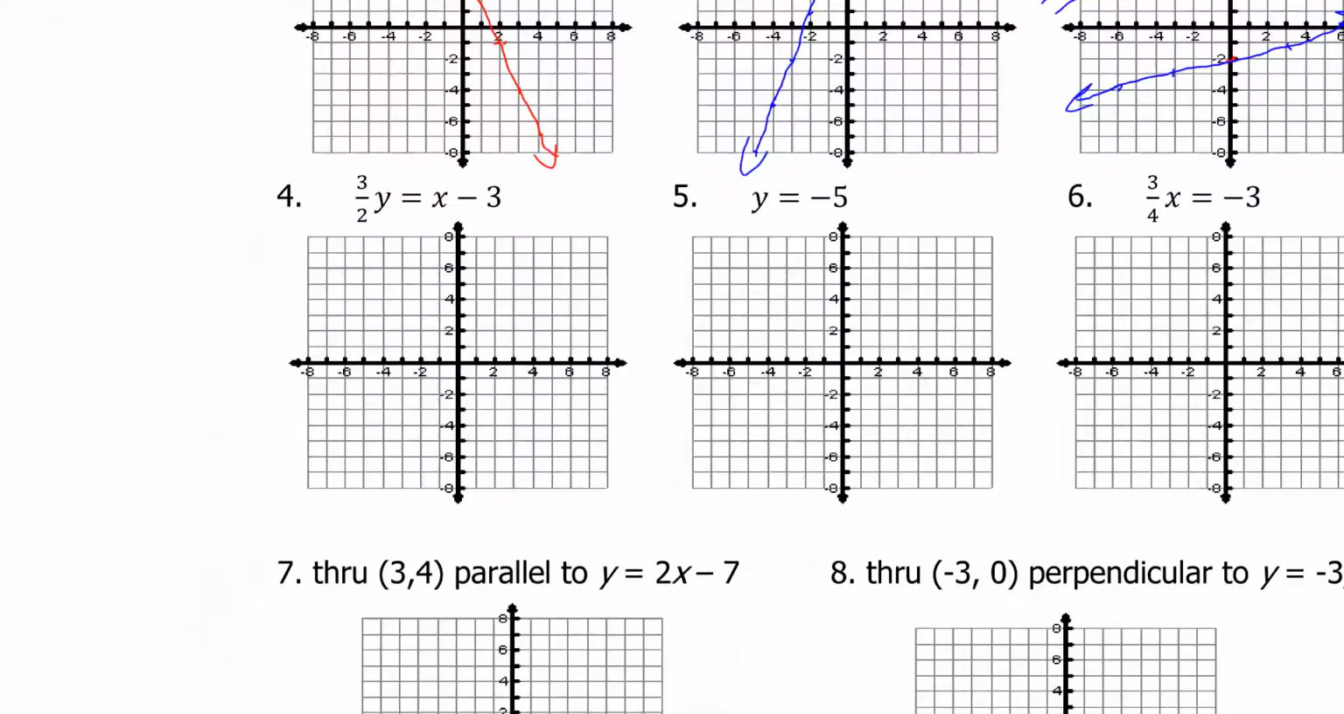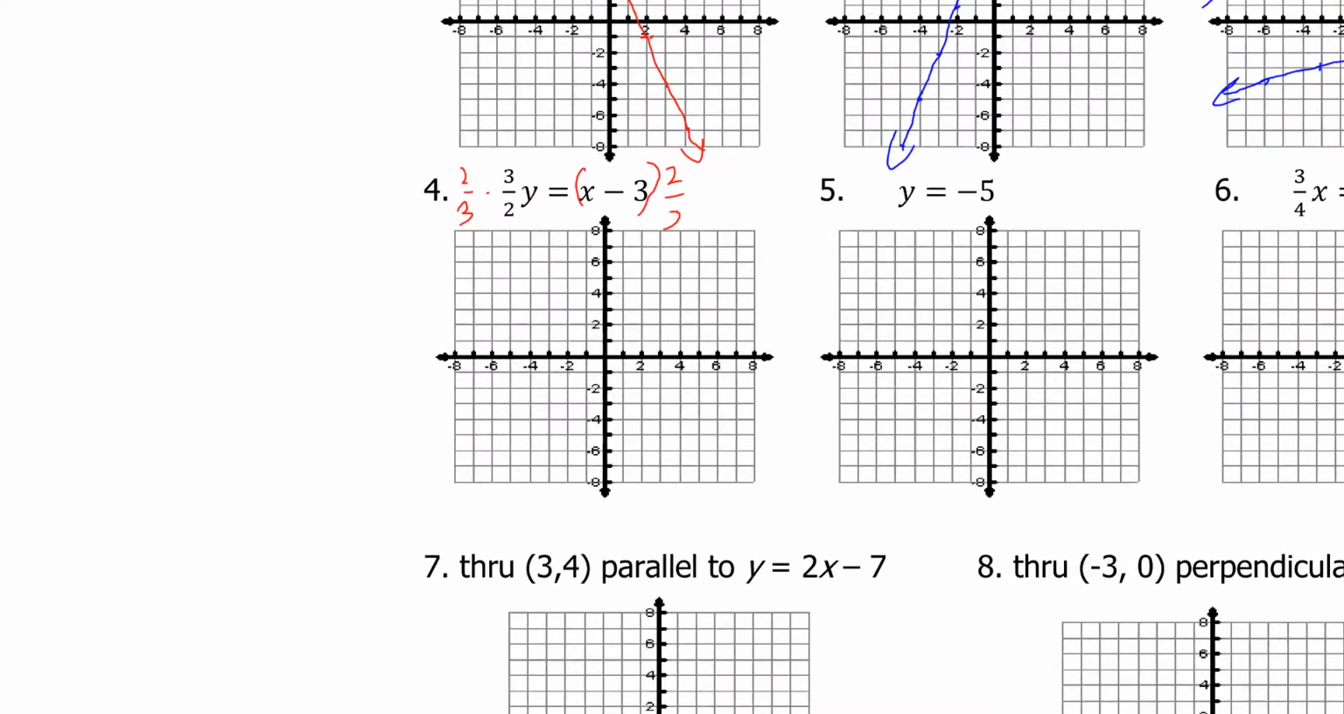So we multiply both sides of this equation by 2/3, and we multiply everything on the right by 2/3. When we do that, we wind up with y equals 2/3 x minus, negative 3 times 2 is negative 6, negative 6 divided by 3 is negative 2. So minus 2. Then we're going to start this graph down here at negative 2.